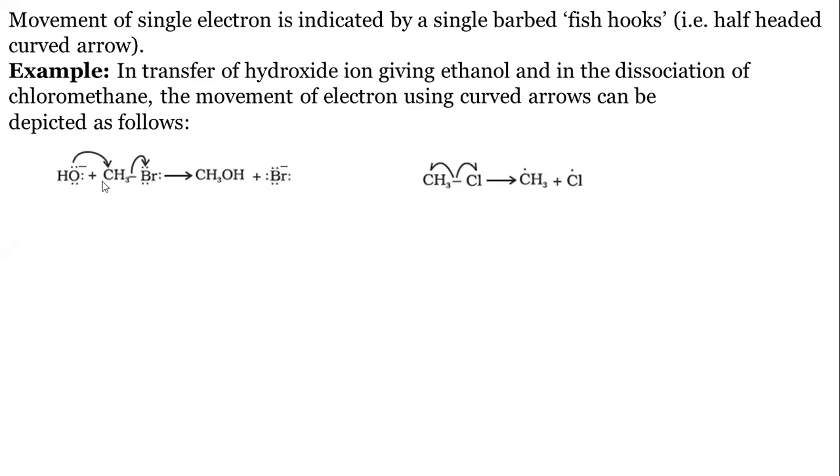Carbon is the electrophilic center. If it attacks here, this bond will be broken. The bond between CH3 and bromine will be broken. And see, this electron density will be shifted to this bromine. It becomes Br minus. So this is one example of how the movement of electrons takes place.